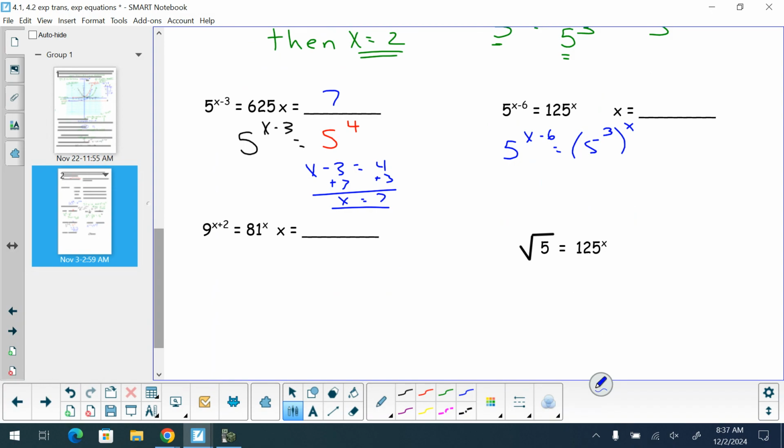So if I have 5 to the x minus 6 equals 5 to the 3 to the x power, I have a power to a power. We multiply our powers, our exponents. So we have 5 to the x minus 6 equals 5 to the 3x. We have a like base. If we have a like base, the exponents must be equal. So x minus 6 equals 3x. We subtract our x over, and then divide by 2.